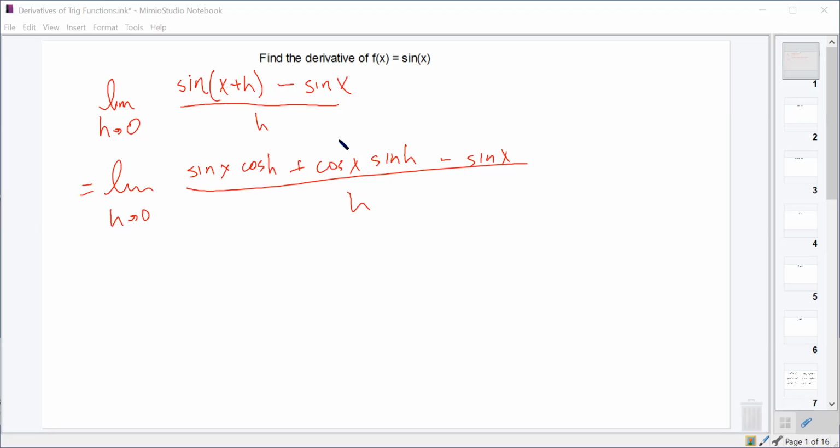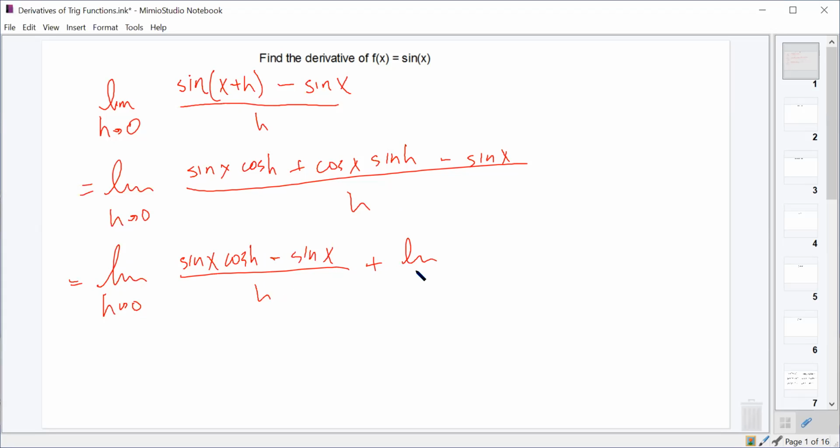Split up the limit. One with just the cosine x and sine of h, and then one with sine of x cosine h minus sine of x. Okay, so sine x cosine h minus sine x, all over h, right? And then the other one with the cosine x sine h, you said? Yeah. And that's still got to be over h also because we're splitting them up with addition. Okay, cool. So now what?